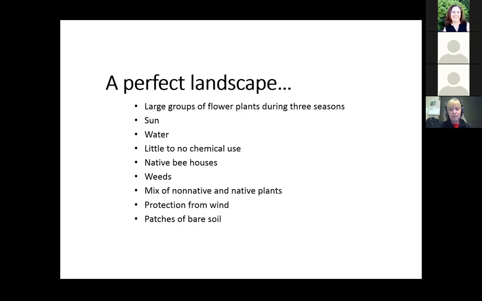And of course, honeybees would be a perfect example of this, and they have these 3 season peaks of when they're really looking for forage resources. But it would be true with all pollinators as well.